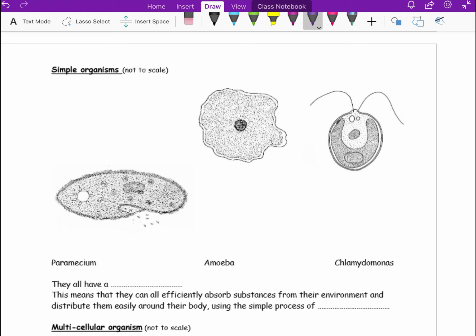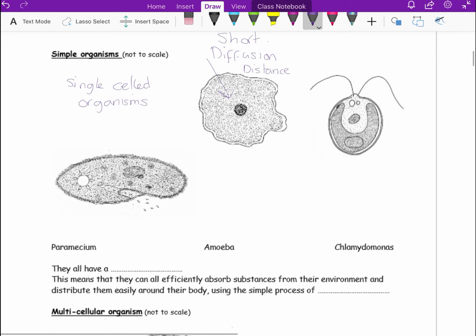So starting with simple organisms then, we're first thinking about single-celled organisms. Because of their small size, they can rely only on diffusion in order to obtain key molecules, oxygen, getting rid of carbon dioxide. Other nutrient molecules can just diffuse straight across their cell membrane, so straight into their cytoplasm, because there's a very short diffusion distance. No part of their cell is particularly far away from their outside surface.